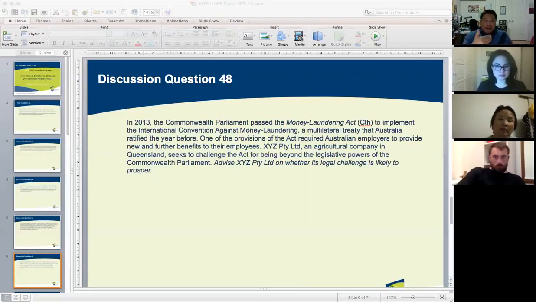And so I say that, B, because I don't agree that this is an invalid law. This should be a valid law, on the basis of any of those three heads of power, because of the expansionary consequences of the Engineers case. I would argue that this is a valid law.